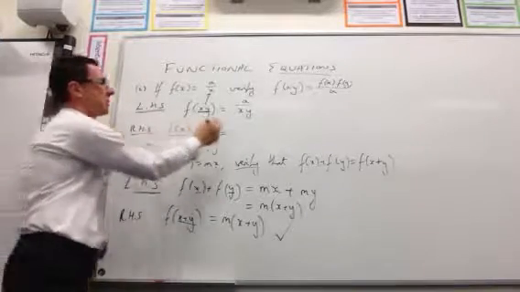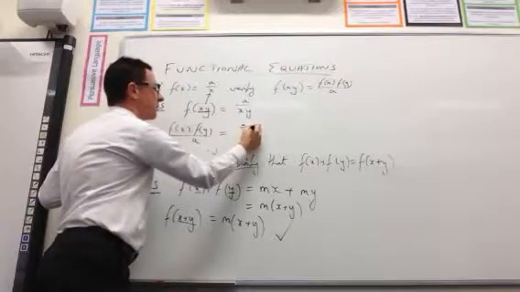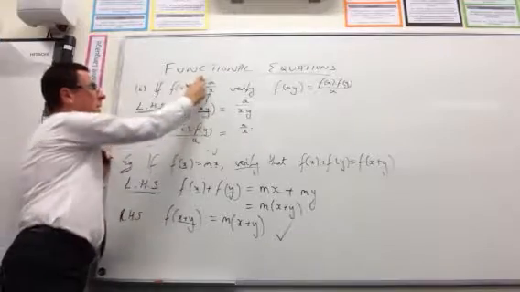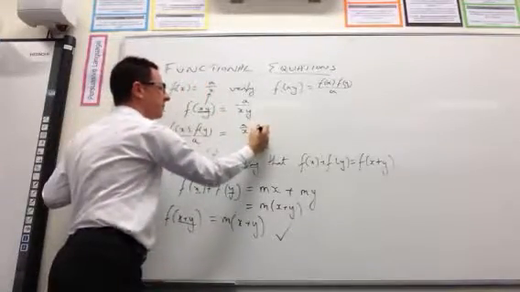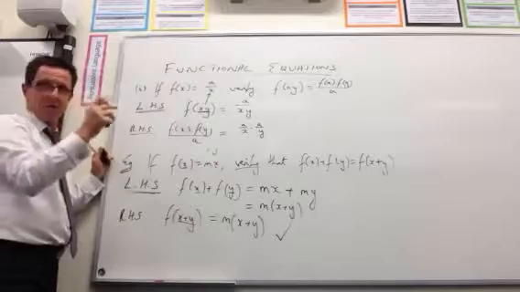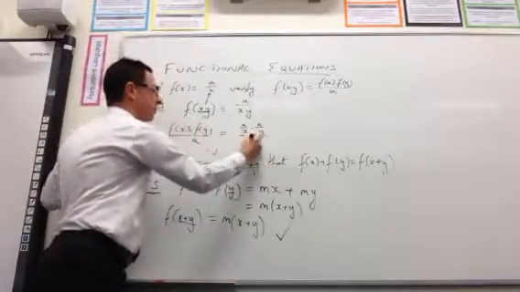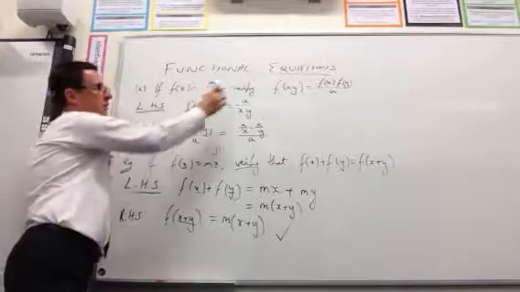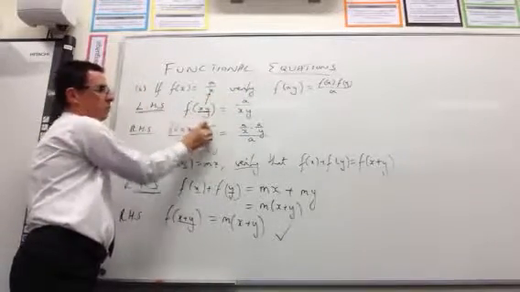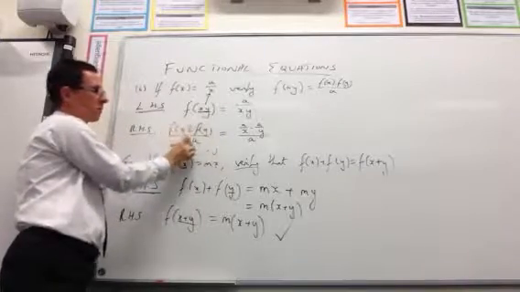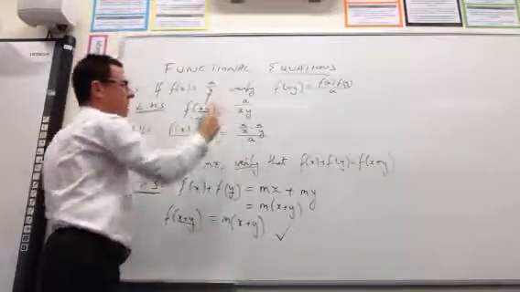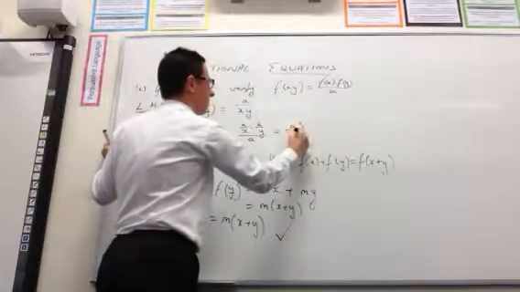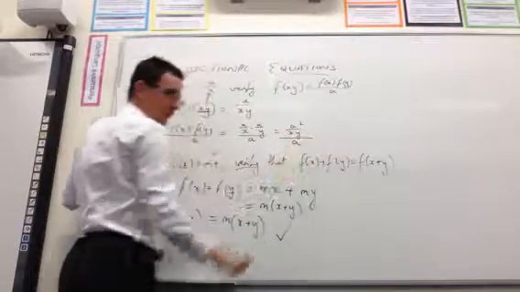So, f(x) is a over x. Let's leave it for the moment. f(y) is a over y. Okay? f(x) times f(y) divided by a. All I've done is literally gone in and written the rule out twice with the corresponding letters, divided by a. Does that actually equal that? Yes, because this gives you a squared over xy divided by a.